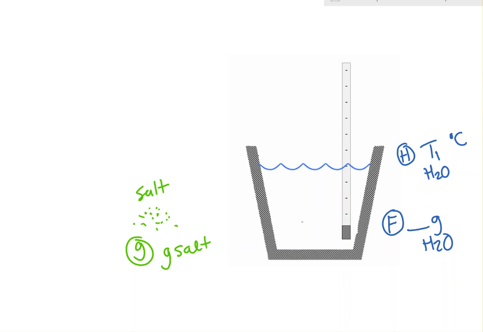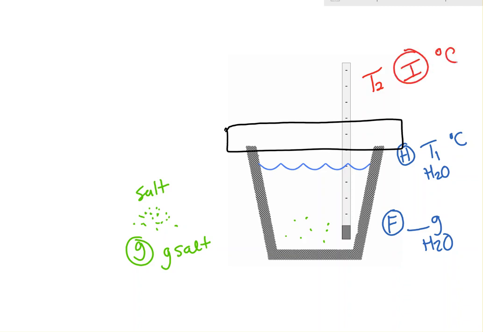So on this one, you dump the salt in, and it mixes around. You cover it, and you watch the temperature change. And your temperature will either go up or down, depending on if the reaction is endothermic or exothermic. But eventually the temperature will settle and you'll get a T2, and your T2 is data point I, and that will be in degrees C. And that should be enough information for you to calculate the heat of the reaction for the salt dissolving.